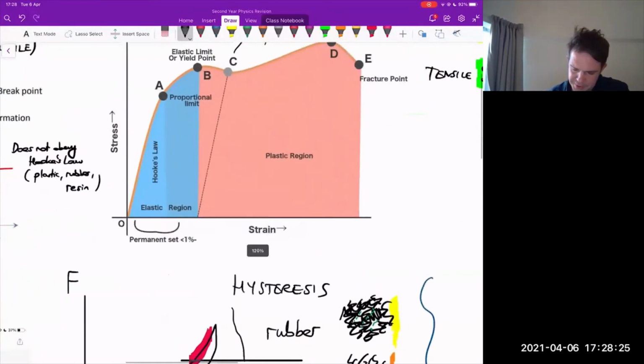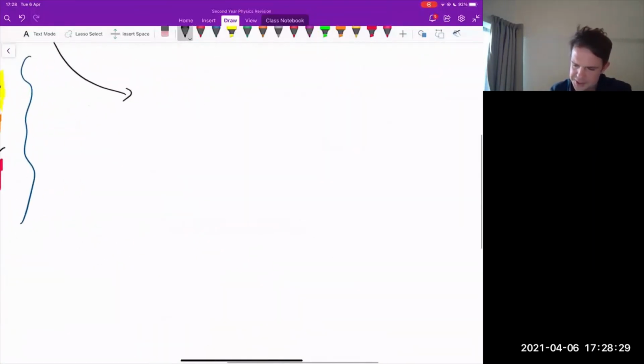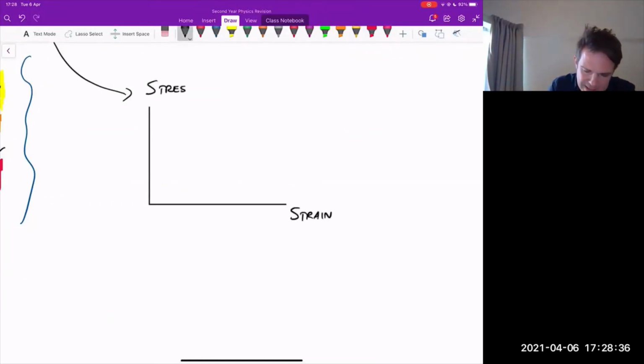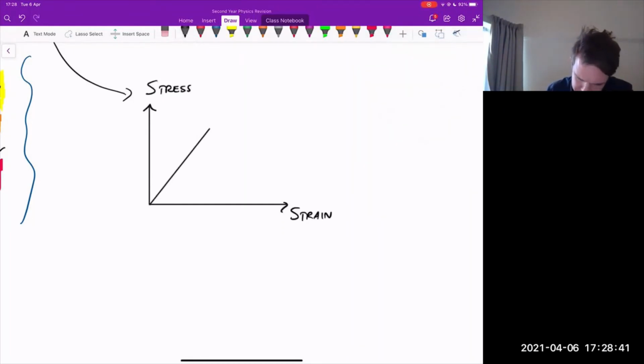Notice for a stress strain graph, and I'm going to redraw a sketch down here. If you've got a stress strain graph, the gradient of the line when we're in the Hooke's law region is going to be the Young's modulus, because the gradient is stress divided by strain. That's the first thing that's worth being aware of, Young's modulus.